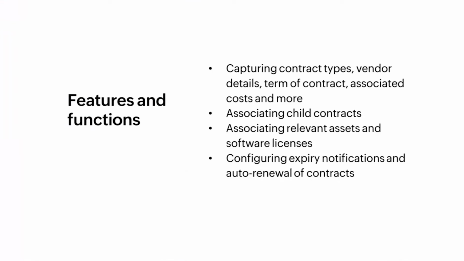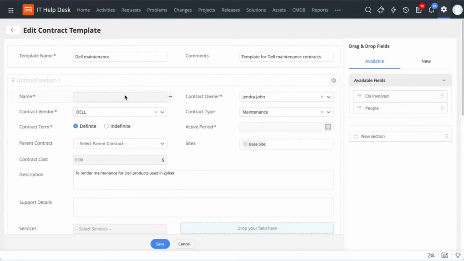So how many of you here have had issues where you forgot to renew a contract, right? That's something you definitely don't want, right? So you can configure notifications so that when your contract is nearing expiry, it's automatically going to notify stakeholders that, hey guys, this contract is about to expire. We can either auto renew the contract, or we can create a ticket so that a technician can go manually and either renew the contract or create a new contract.